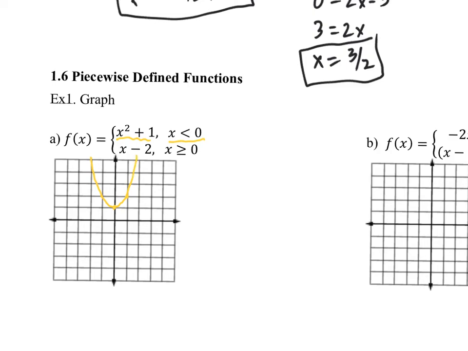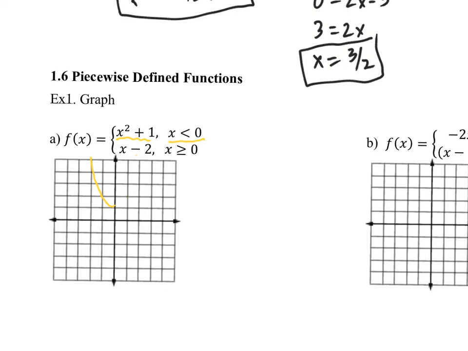But I don't want the entire parabola. I only want the part of the parabola where x is less than 0. If x is less than 0, that's the left side. So I need to get rid of all this stuff here, so I only have half a parabola.